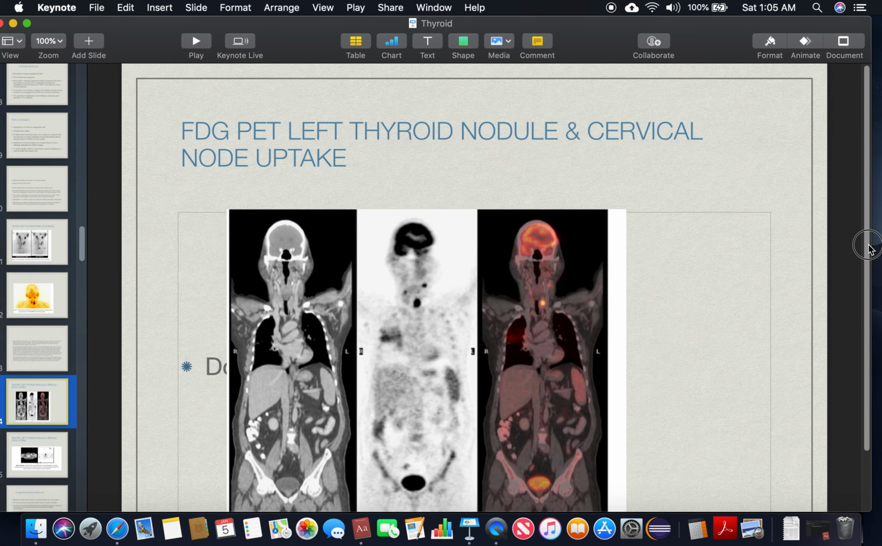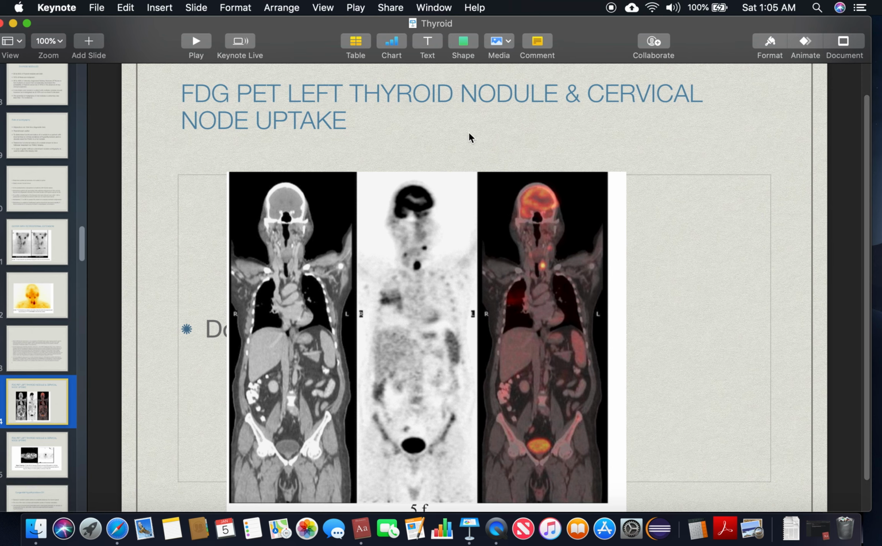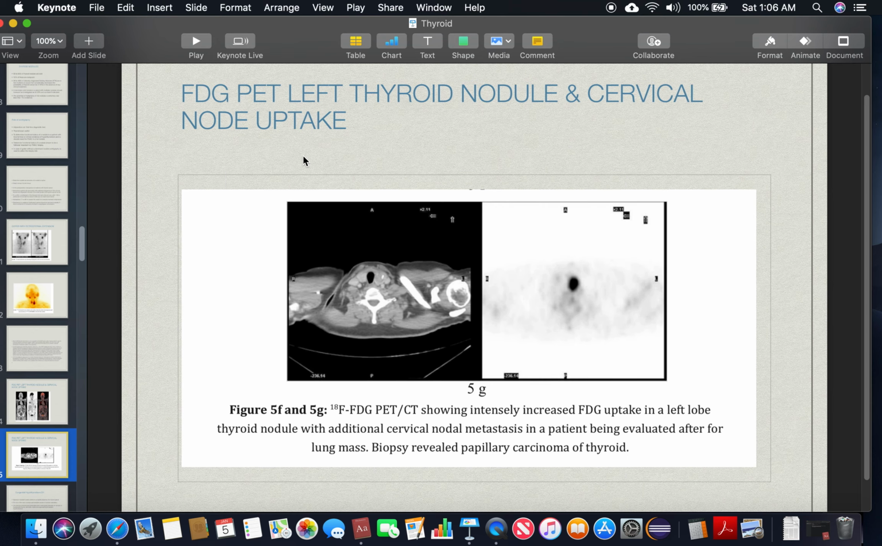Here is an example of an FDG PET where you are seeing uptake in the thyroid as well as uptake in the neck lymph nodes. This is the same patient, another image showing you uptake in the left thyroid lobe. So this turned out to be a papillary cancer.